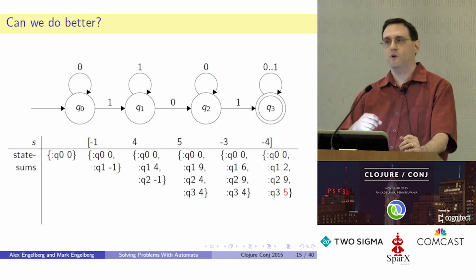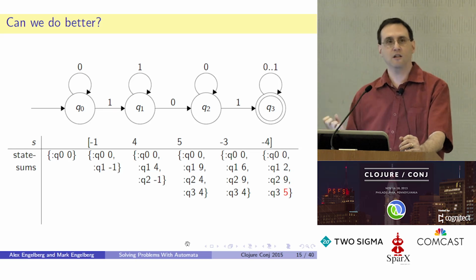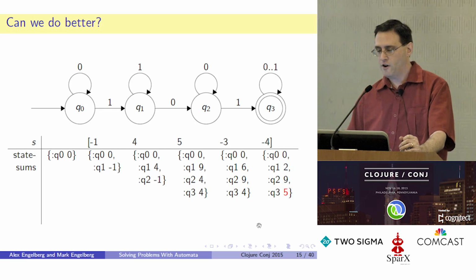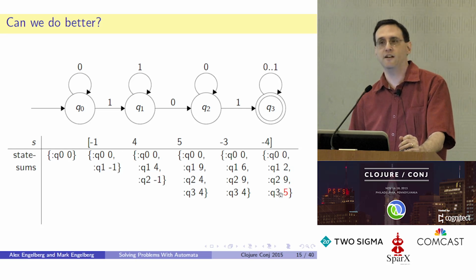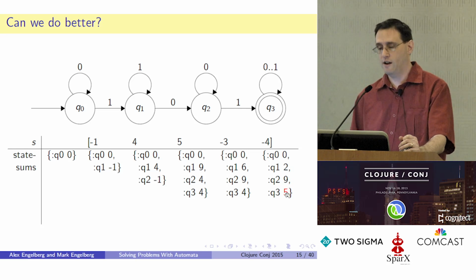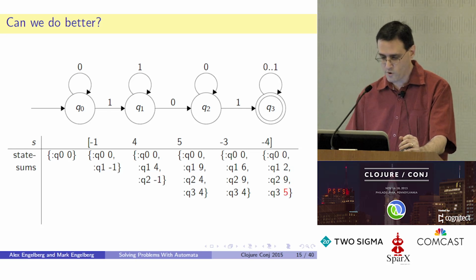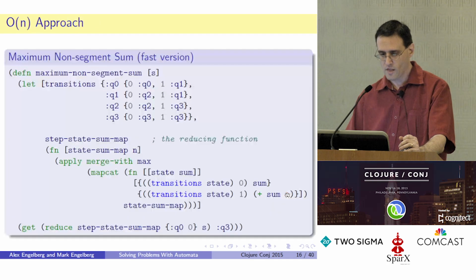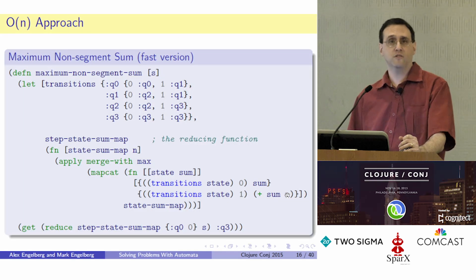Each time, we do sort of an expansion and then a collapse. And then at the very end, state Q3 is the only accepting state. So only the sequences that landed us in state Q3 are the ones that were the non-segments. And so this is the maximum sum you can get, 5. That's our answer right there. So that's how you can do this with one pass. And here's what the code looks like in Clojure.